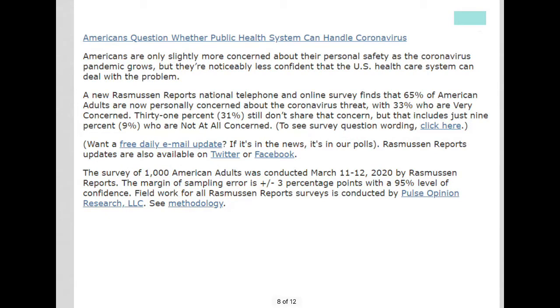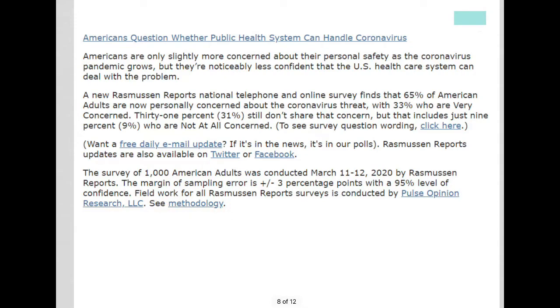And it goes on to tell us, obviously, if we want a free update, we're just going to skip all that middle part right there. And it goes on and says, the survey of 1,000 American adults was conducted March 11th through 12th, 2020 by Rasmussen Reports. The margin of sampling error is plus or minus 3 percentage points with a 95% level of confidence. Fieldwork for the Rasmussen Report surveys is conducted by Pulse Opinion Research LLC, see methodology.